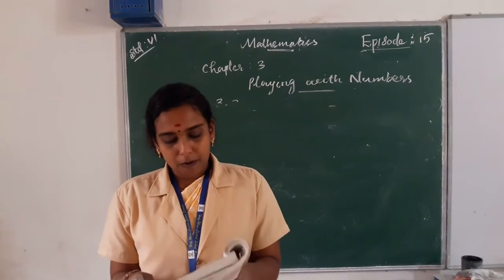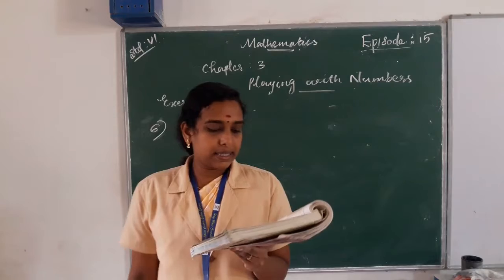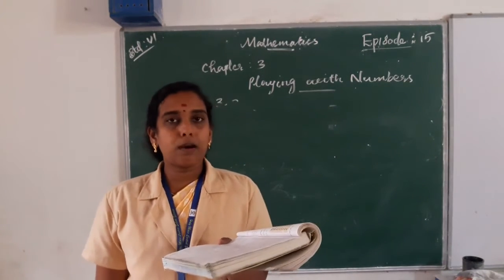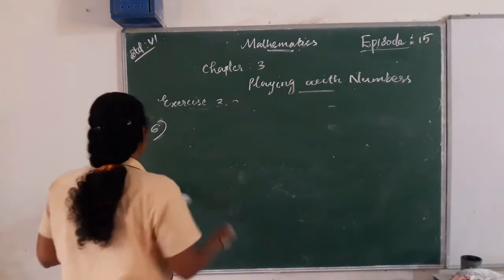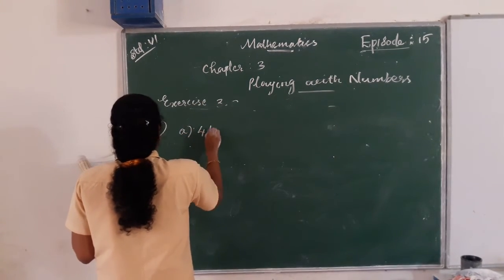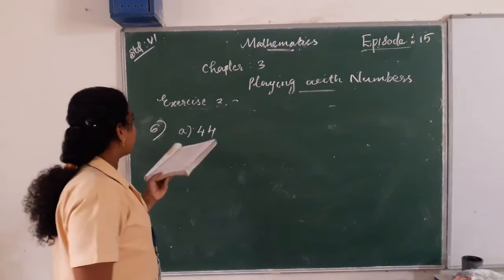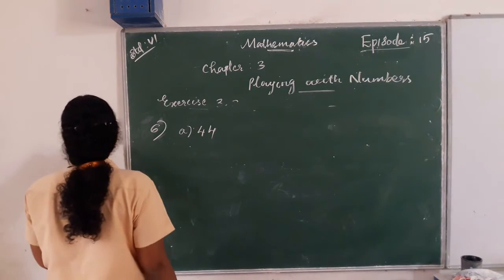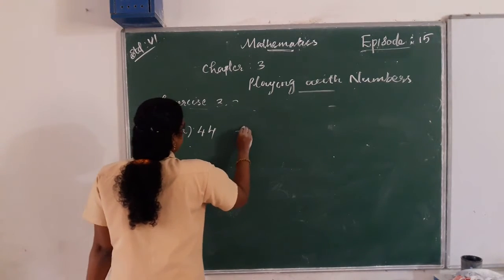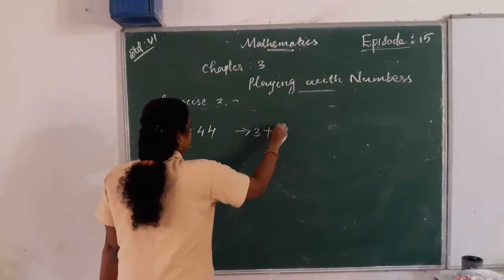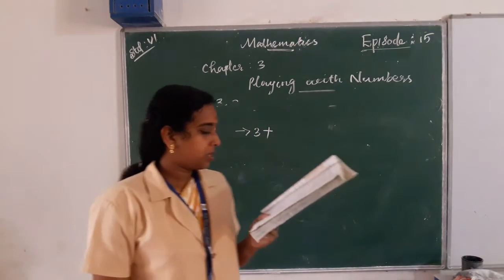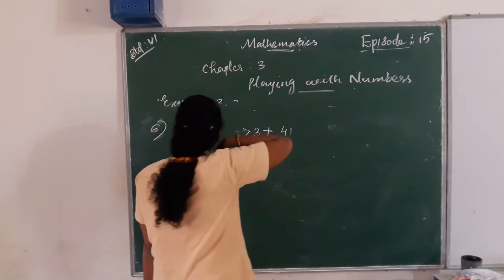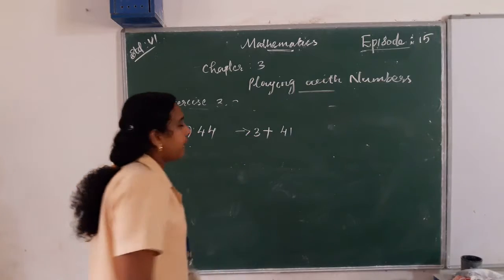Question: express the following as the sum of two odd numbers. Some numbers are given, and we want to express them as the sum of two odd numbers. The first number is 44, and we want to express 44 as the sum of any two odd numbers. So 44 is given as 3 plus 41. 3 and 41 are odd numbers, and 3 plus 41 we get 44.